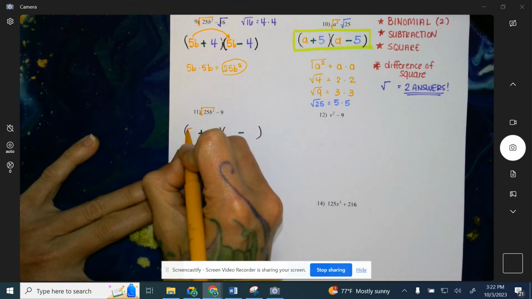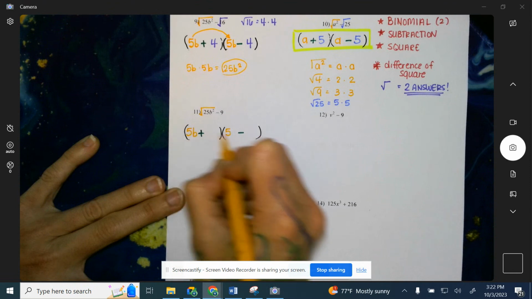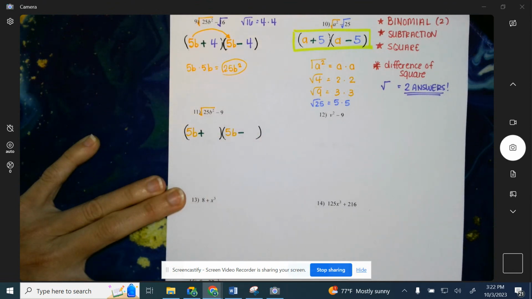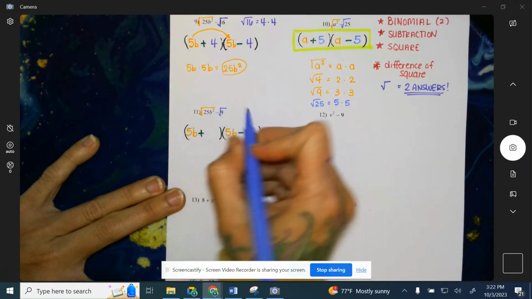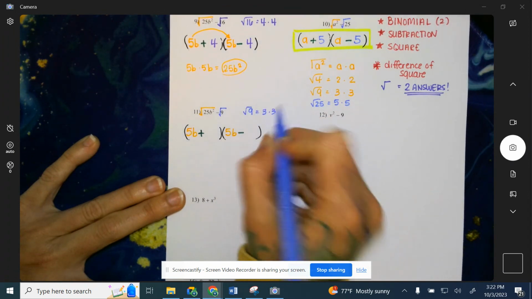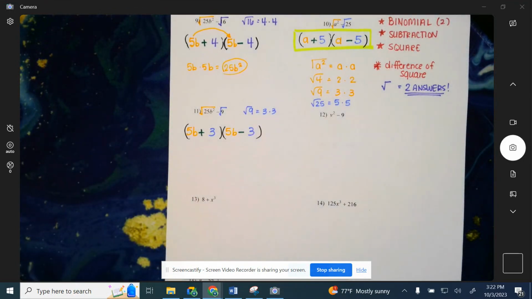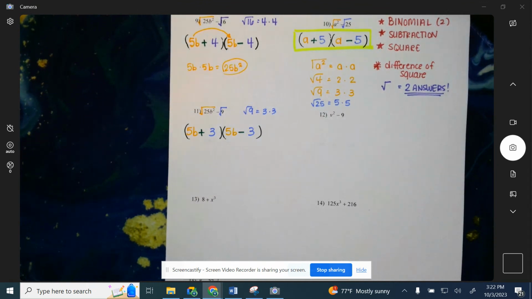Square root of 25 is 5. Square root of 25 is 5. Square root of b squared is going to be b, just like the one before. We're looking at our second number. The square root of 9 is 3 times 3, just like I did over here. So 3 and 3. Now, these can have GCFs. Let's see if I gave us one that's a GCF. I did not. None of these have a GCF on them. That's not very nice of me.